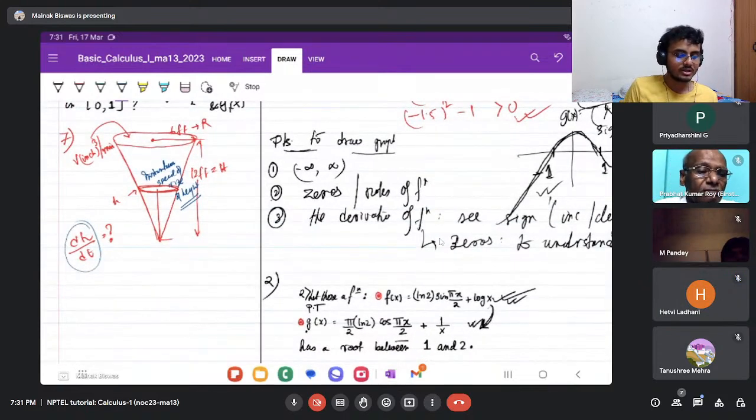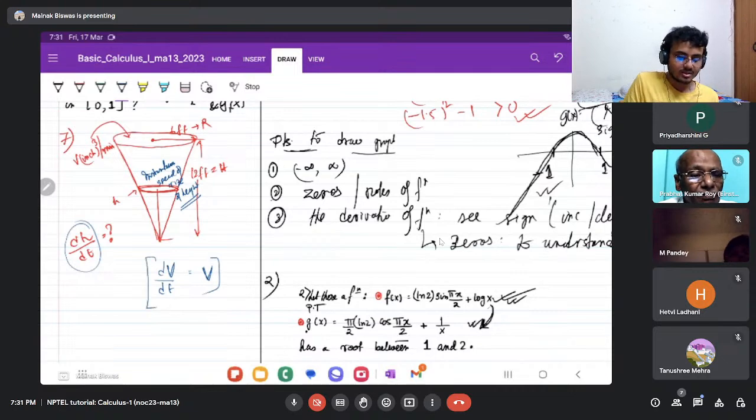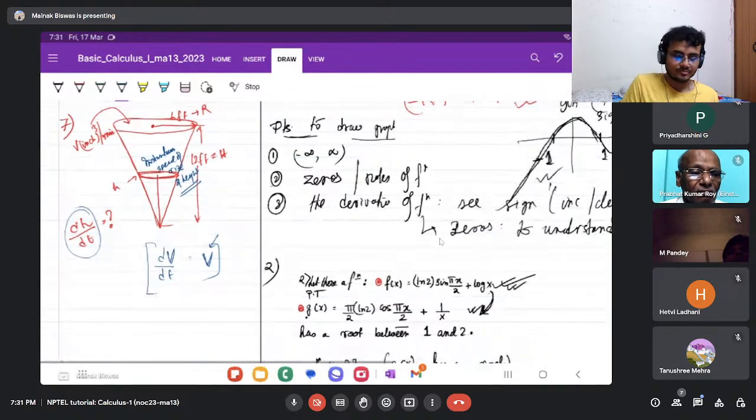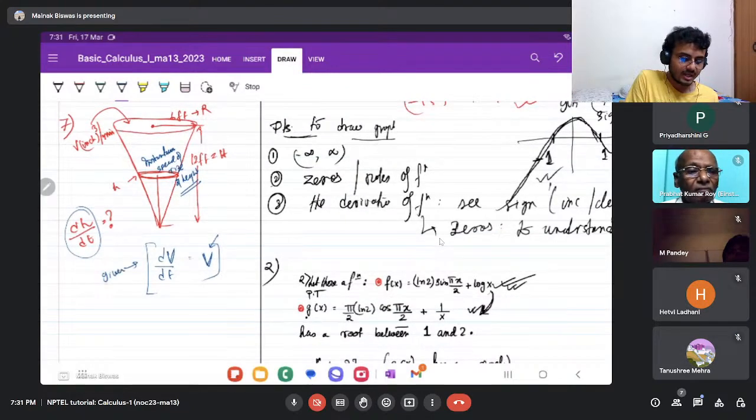So how will you do it? We know one thing, right? It's given that dV dt is V. So per minute the volume is given to be V cubic inches, right? This is just a number that is being said. So per time, what is the amount of volume of water that is increasing? That is given to us. So I need dH dt.